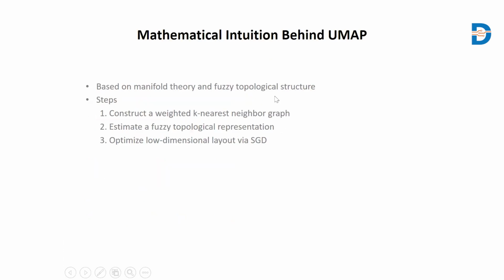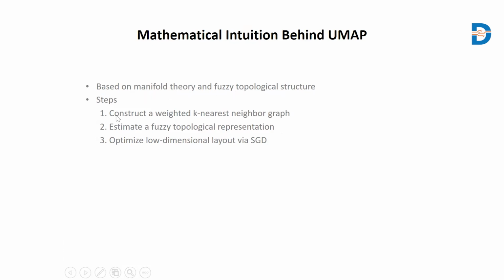So how does it work? What is the mathematical intuition behind the UMAP technique? This technique is based on manifold theory and fuzzy topological structure. These are the two main base structures on which UMAP works.